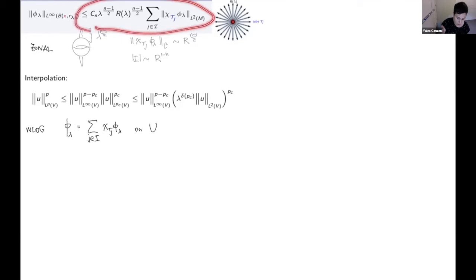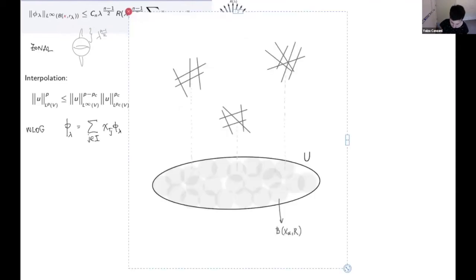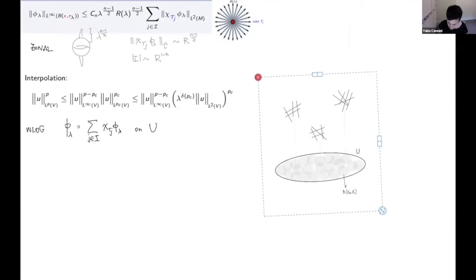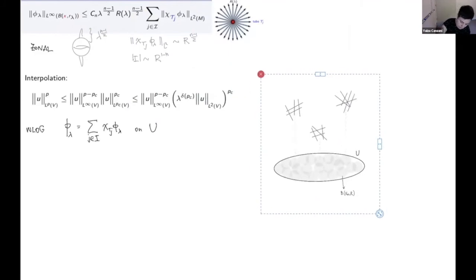is all about. So what this estimate is doing is controlling the function at the point X by using tubes, and not just tubes, but also the L2 masses of each of your geodesic beams. So what you're going to do is first cover U using balls. These balls are going to be centered at points in U, and they will have radius R.